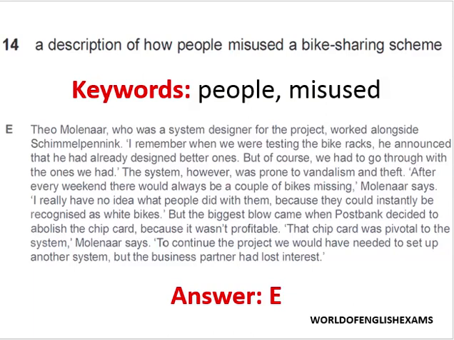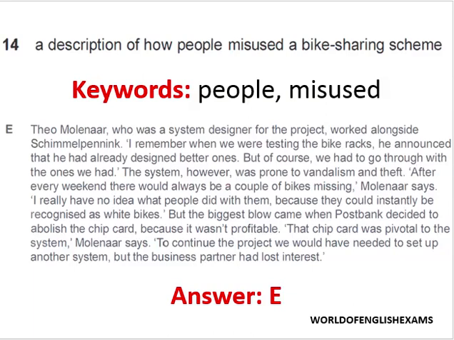A description of how people misused a bike sharing scheme. So the keywords here are people or public or whatever it is, then misused. So that is the main meaning which has to be conveyed in the passage. So now let's read this passage. Theo Molinar, who was the system designer for the project, worked alongside Schimmelpenninck. I remember when we were testing the bike racks, he announced that he had already designed better ones. Nothing about public so far.